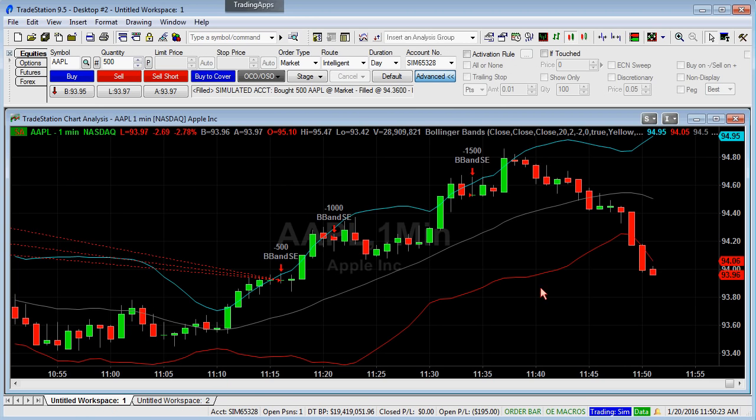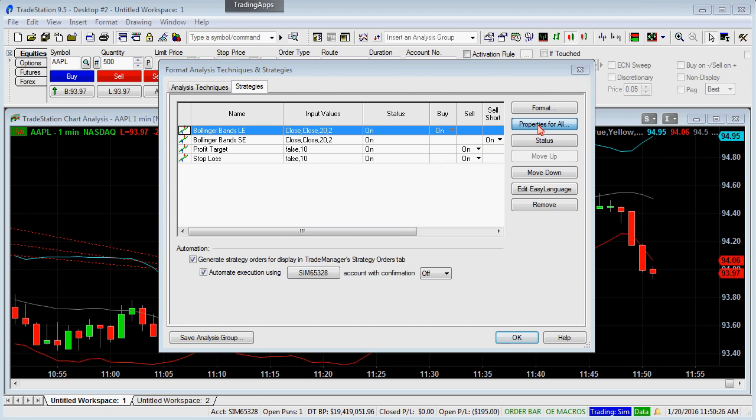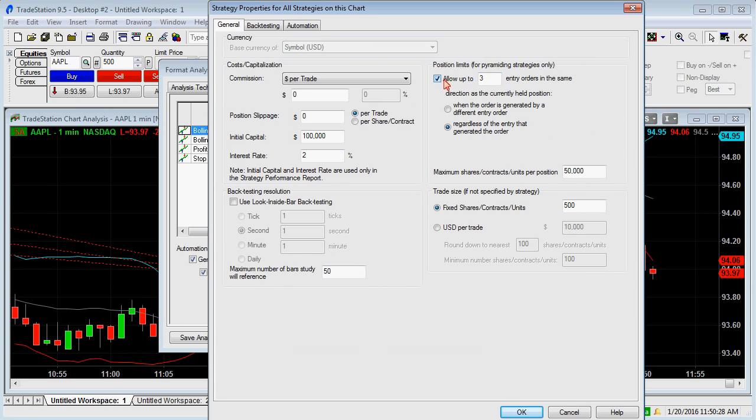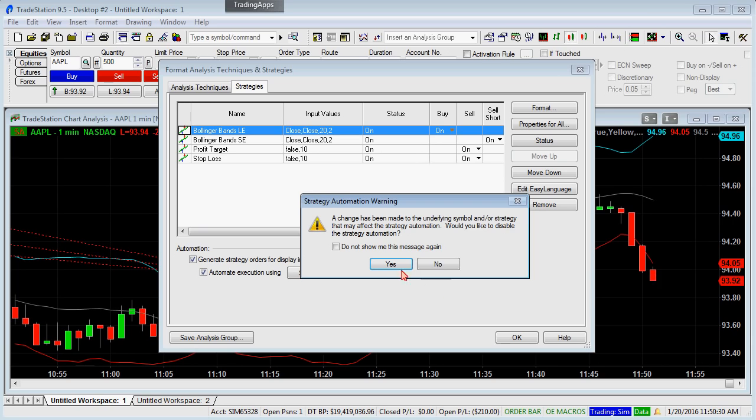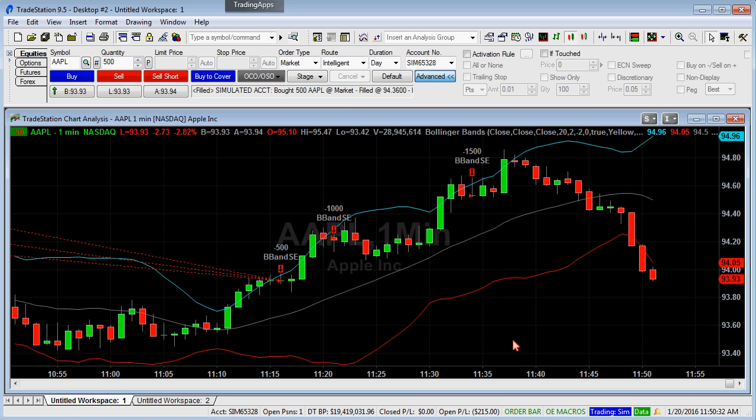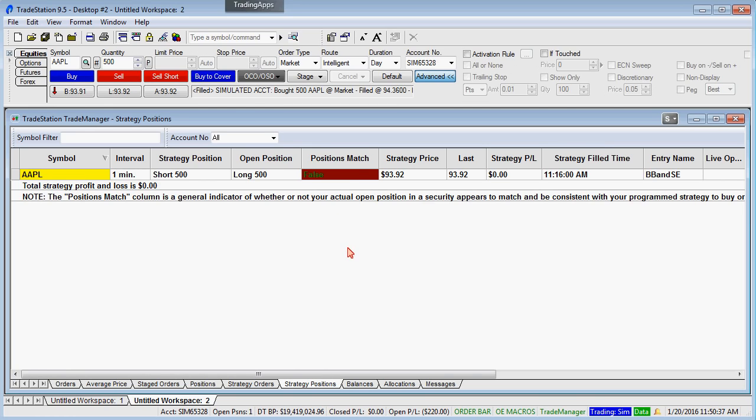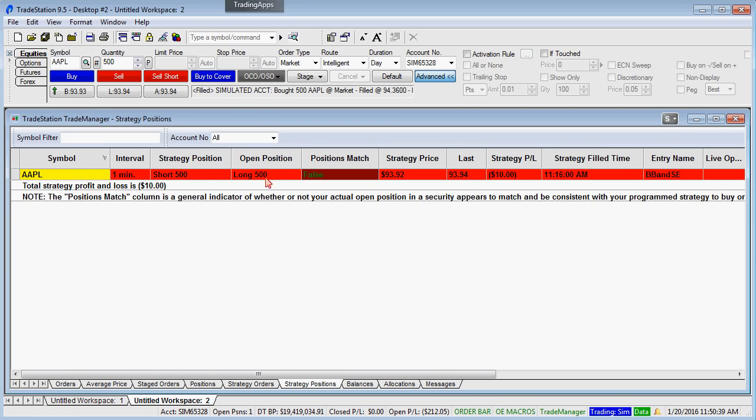That's because I came here, and when you go to format strategies, I had this pyramiding turned on, but I can turn that off, and now the position match should be true. Well, still false because the strategy is short and I'm long 500. So it's interesting that if you make a change to the strategy, just be aware of what's in your real account so that you can match it and have it in sync.